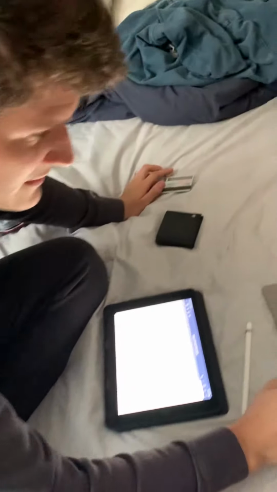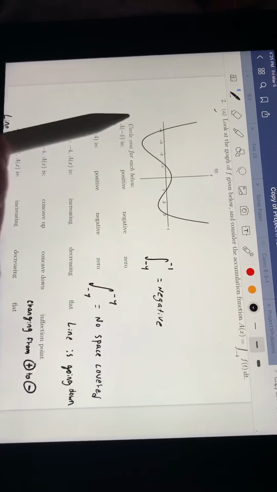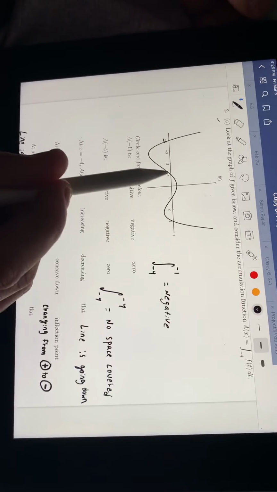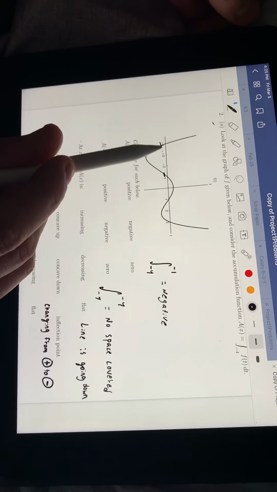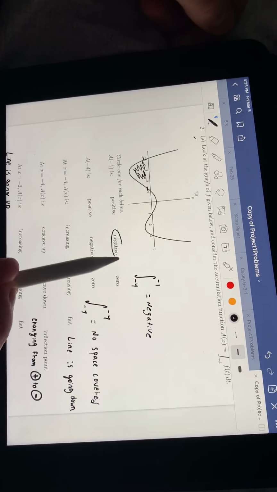And here's number 2. 2a starts with this. So a of -1 equals, I chose negative because going from -4 to -1, this here is all negative. So that equals negative.